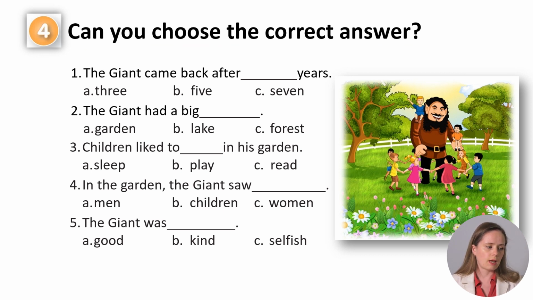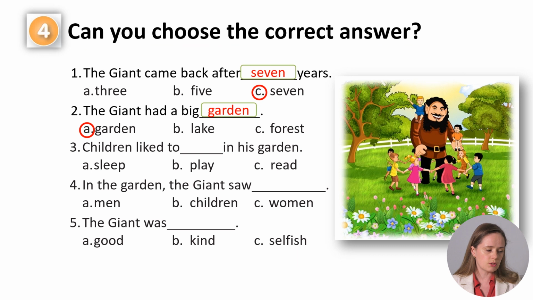The giant came back after, and you have 3 variants to choose. So he came back, a revenit. After 7 years, după 7 ani a revenit. Next sentence, the giant had a big what? A big garden, a big lake, or a big forest? The variant is garden, yes. He had a big and beautiful garden.